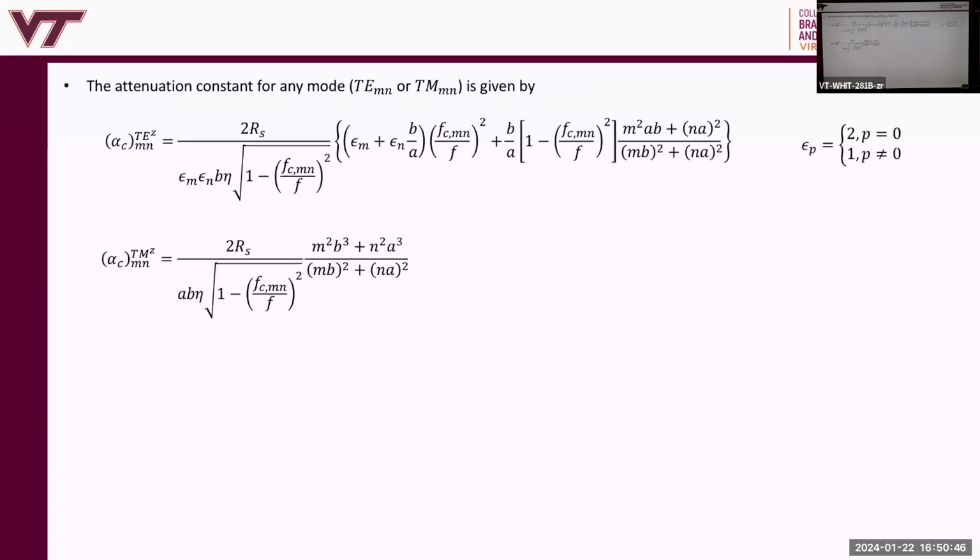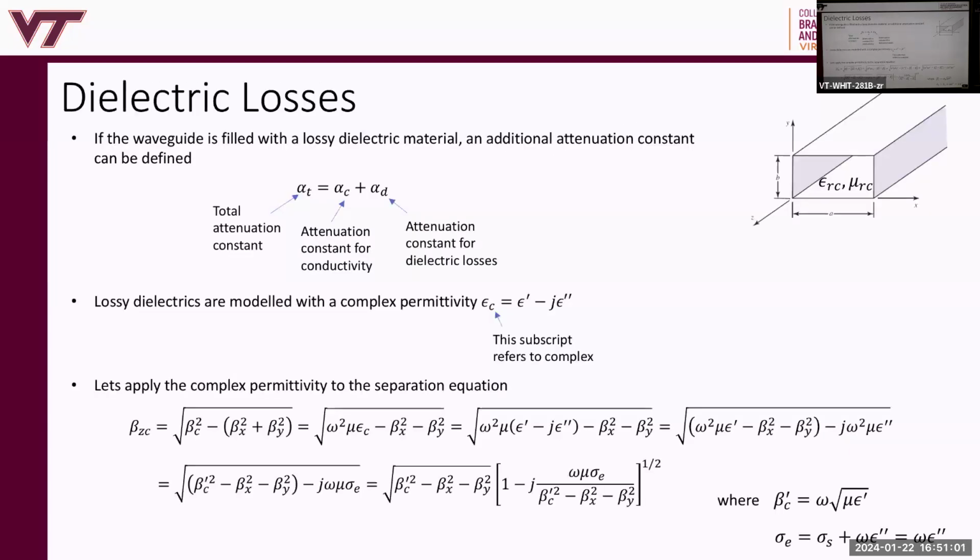So the attenuation constant for any mode, these are the general expressions. We derived it for the TE10 mode. These are the expressions for general modes. You can use these in your research. They're there for completeness. So we've got to do one more thing. We need to look at dielectric losses. Then we're going to go through some simulations, which are very interesting.